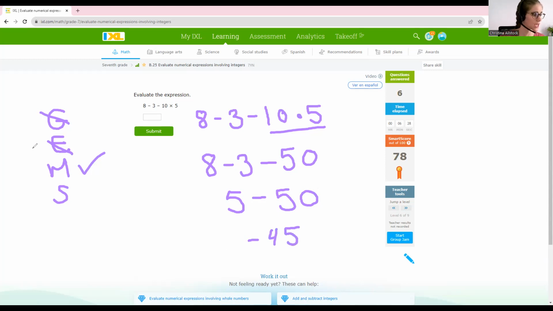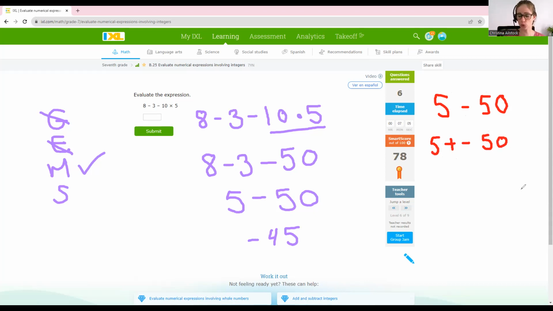Or if that's a little tough for you to think of it that way, I'm going to come off here to the side and we'll work it out a different way. Whenever you see a subtraction sign, remember you can rewrite it to adding the opposite. So sometimes we refer to that as keep, change, change, because you keep the first number the same and then change the subtraction to addition, change the second sign to be the opposite. So that would become 5 plus negative 50.